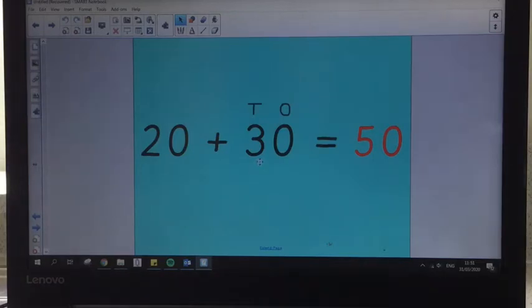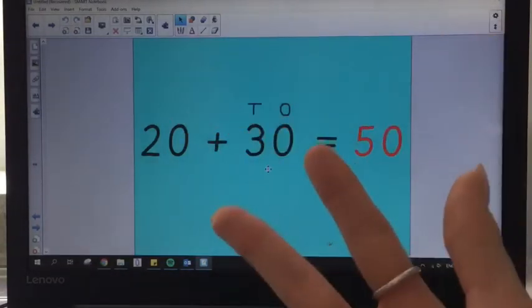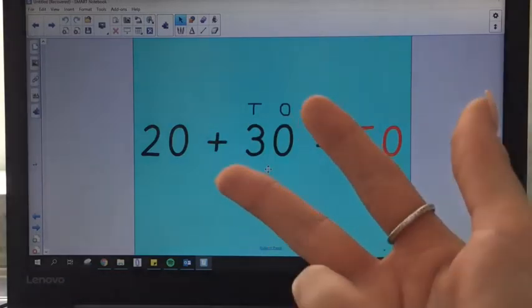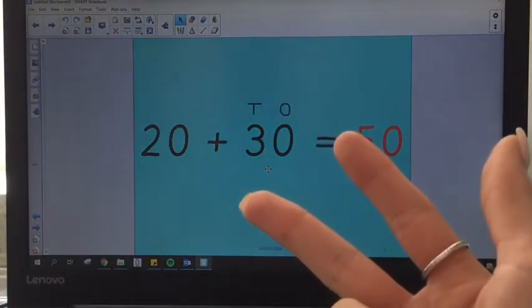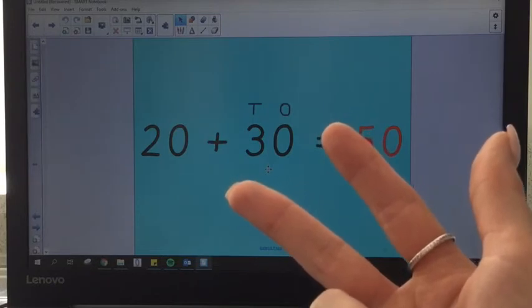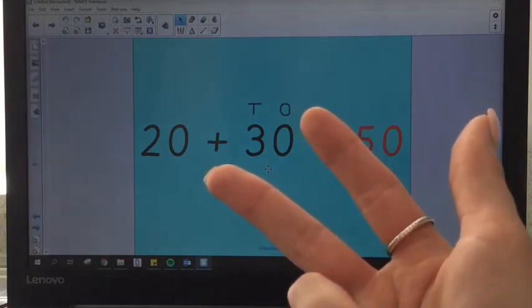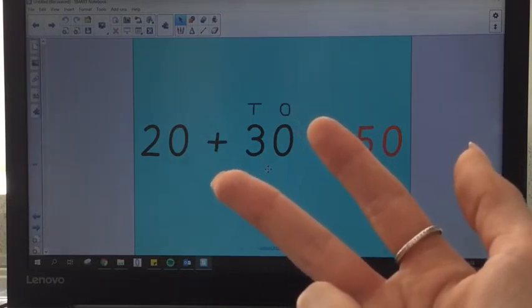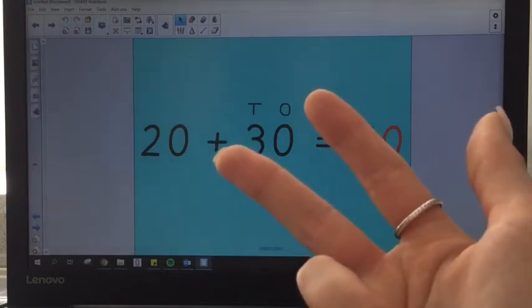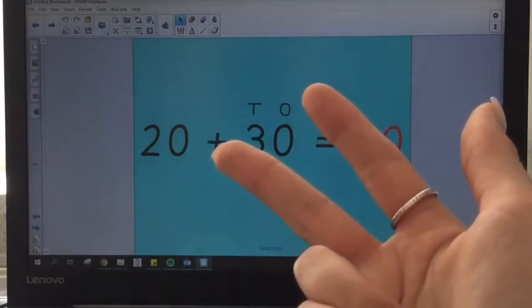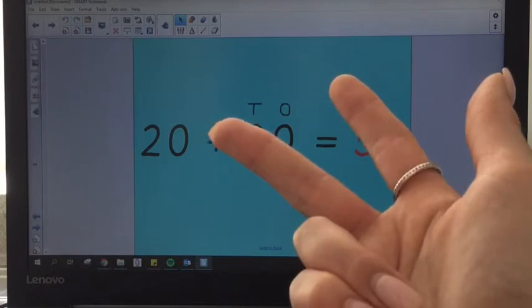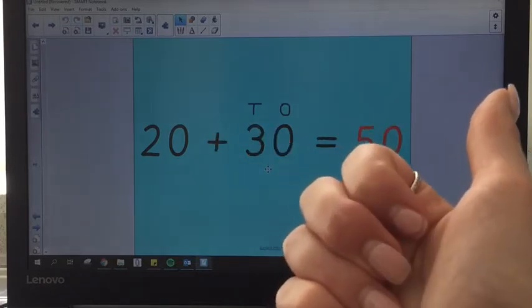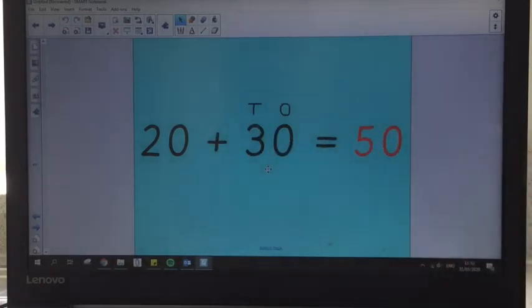That's right, there are 3 10s in 30. So we're going to count on 3 10s on our fingers. So we just need to put 3 on our fingers. Okay, don't forget to put the first number, which is 20, in your head. And we're going to count on in 10s from 20. Get ready? So 20, 30, 40, 50. And it gets us to 50. Well done.